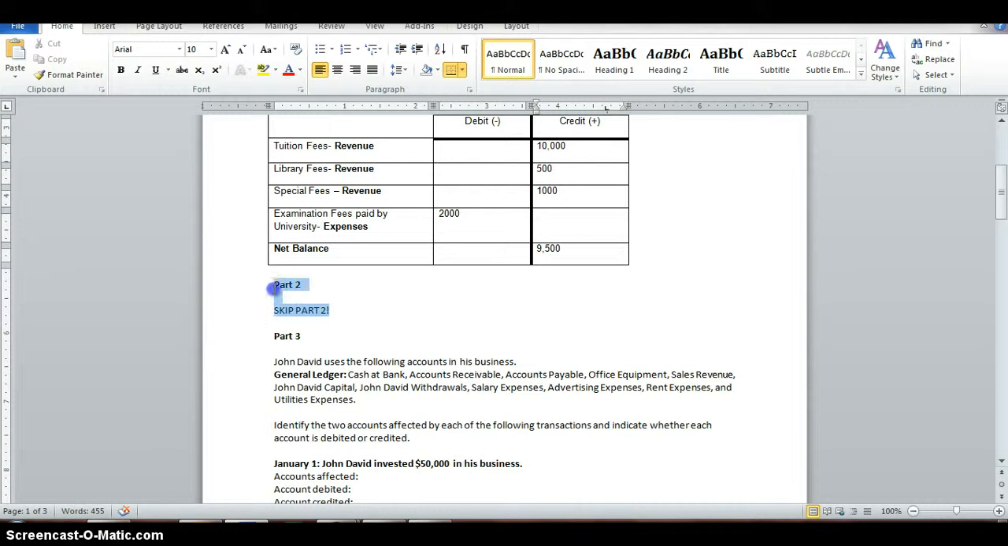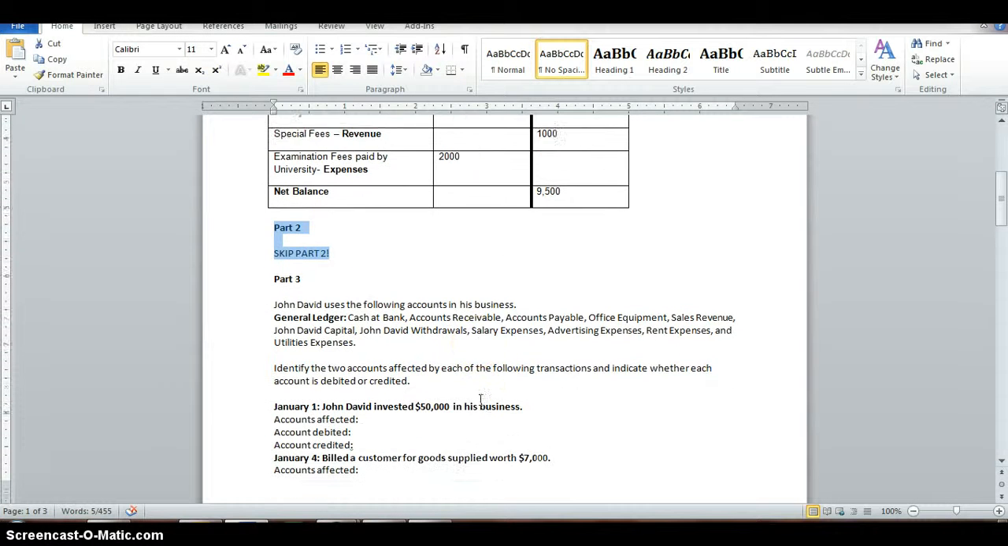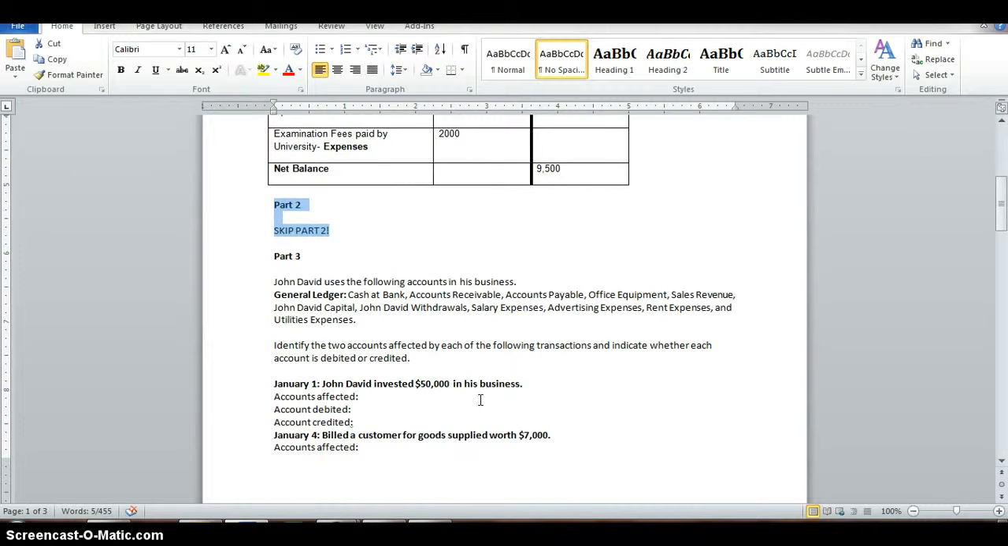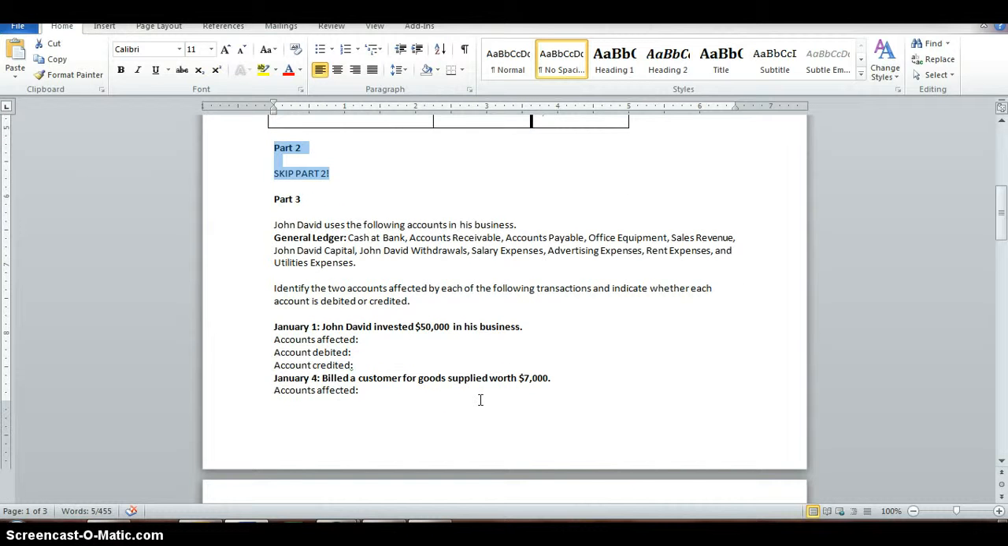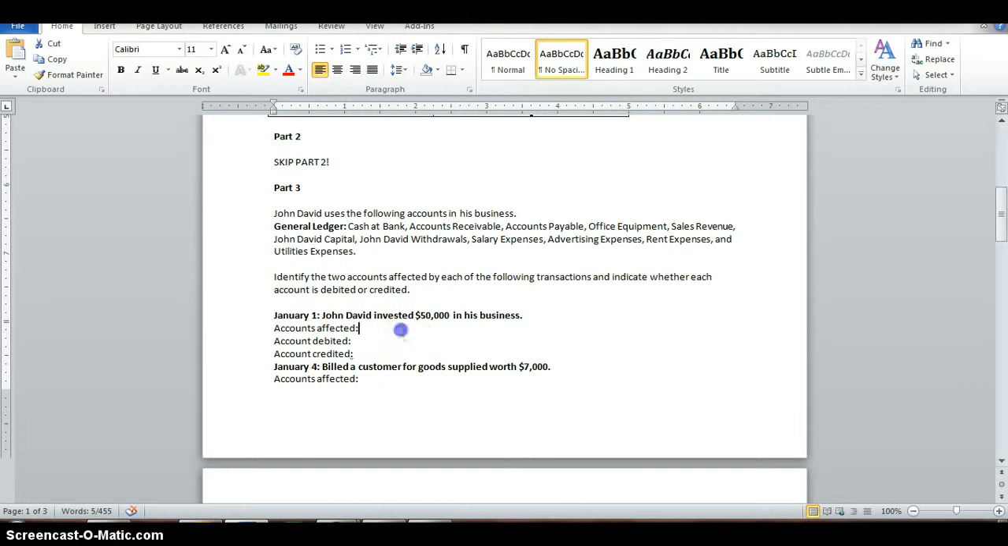Again, we're skipping Part 2. This time is also because it wasn't set up quite right in your assignment. So then in Part 3, now we're talking about a lot like the previous assignment where we see a transaction and then we have to determine the accounts that are affected. We don't have to deal with the amounts. We're just looking at the accounts.